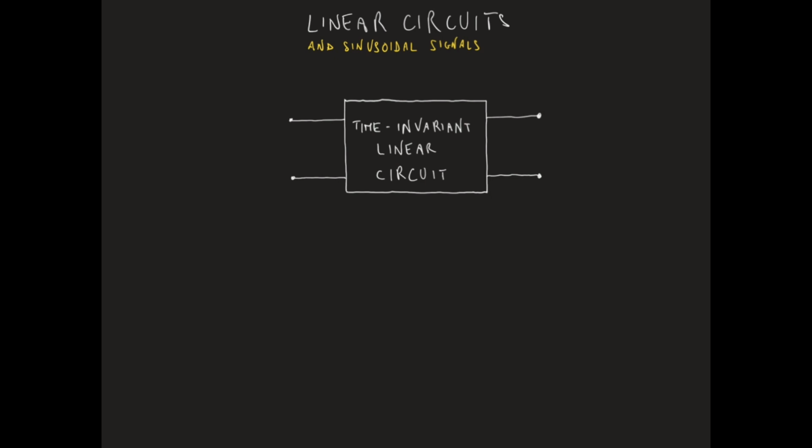One property of linear circuits that we have already mentioned when talking about circuits in sinusoidal signal regime is the following one. Suppose that we apply at the input of a given linear network a sinusoidal signal Vi of t. So a signal in the form Vi of t equal to Ai, the amplitude of the signal, the cosine of omega t plus a phase phi sub i.